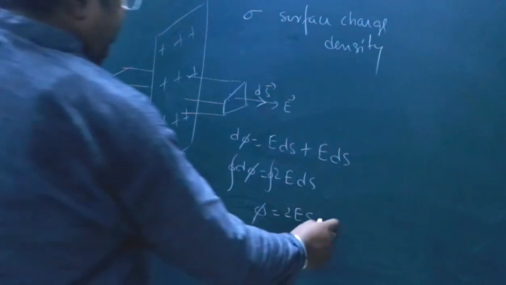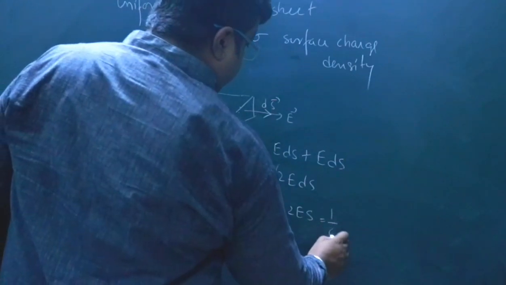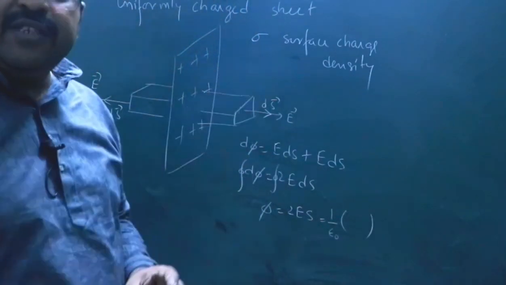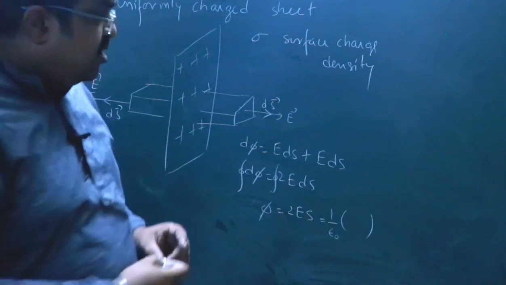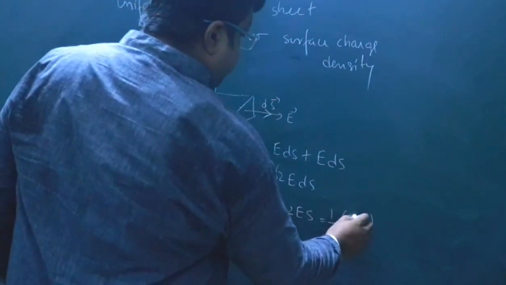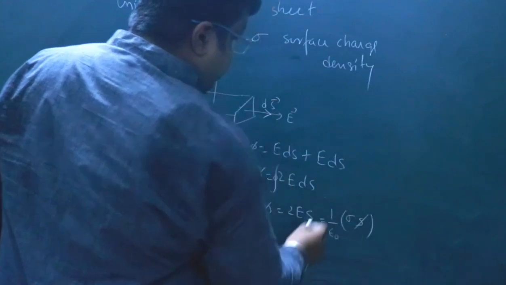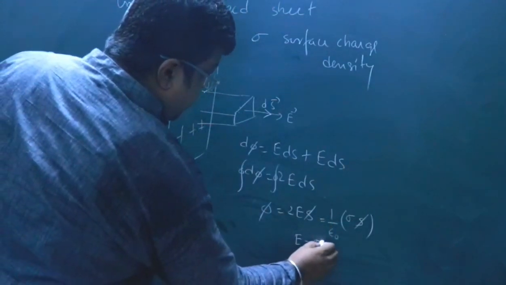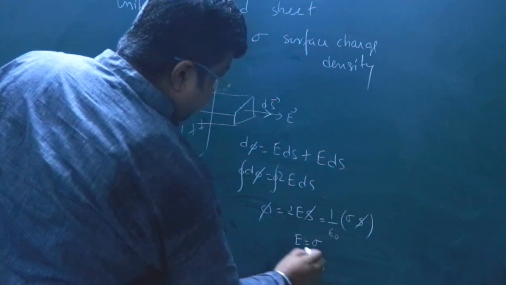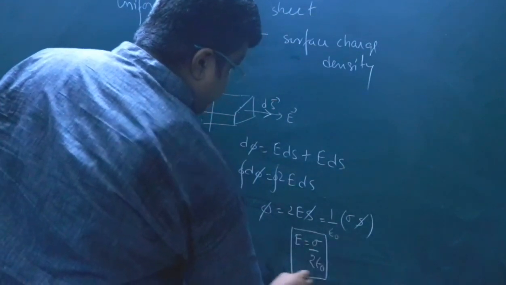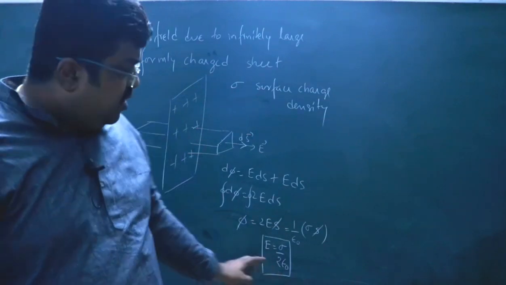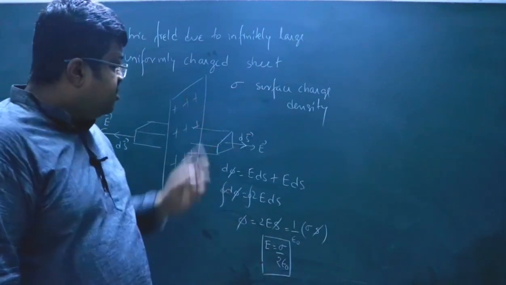Now this is equal to, if I apply Gauss's theorem, 1 by epsilon naught times the enclosed charge. Now sigma is the surface charge density and s is the area, so total charge will be sigma into s. So this s and this s cancel out, and we have E is equal to sigma by twice epsilon naught. So this is the expression for electric field intensity due to a uniformly charged thin sheet.